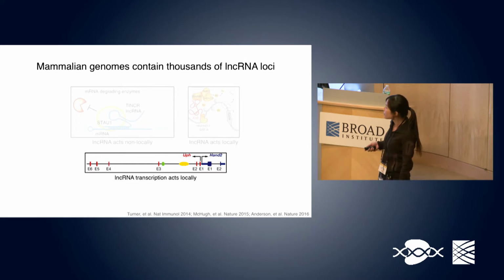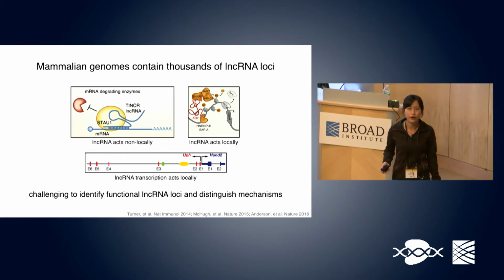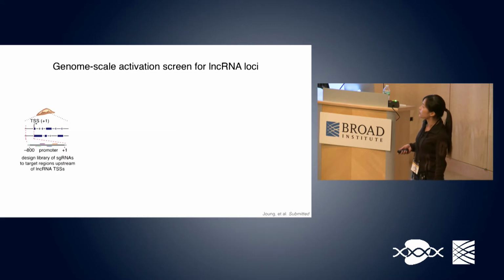However, even though there has been thousands of annotated long non-coding RNAs, most of the long non-coding RNAs that have been annotated have not yet been characterized. And the challenge lies in identifying functional lncRNA loci and then distinguishing between the many different mechanisms by which lncRNAs can function.